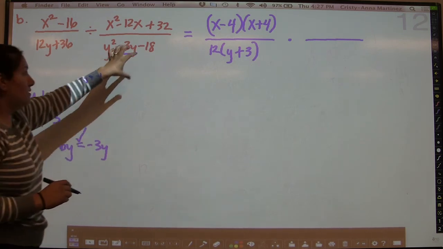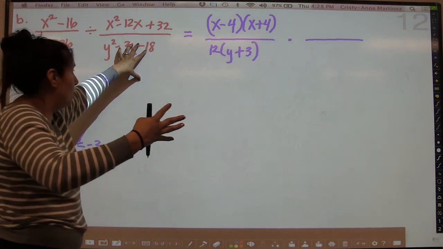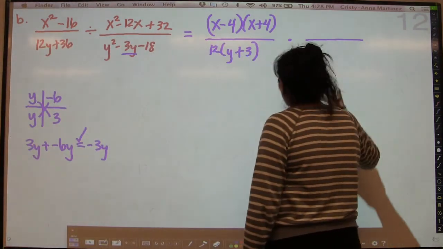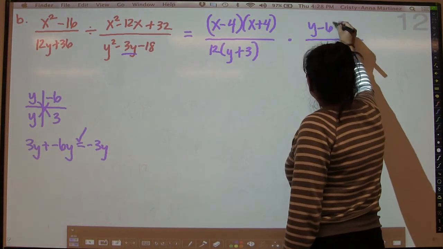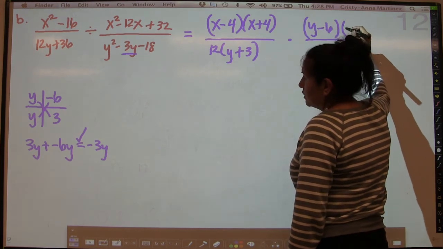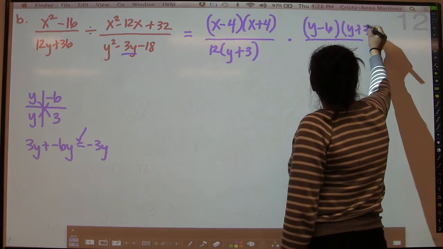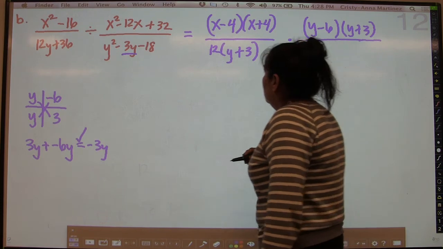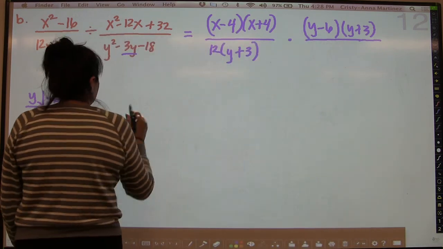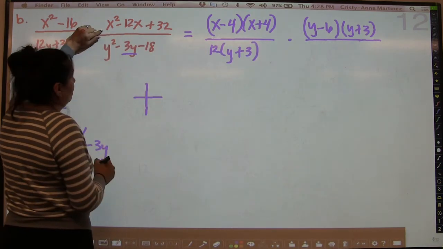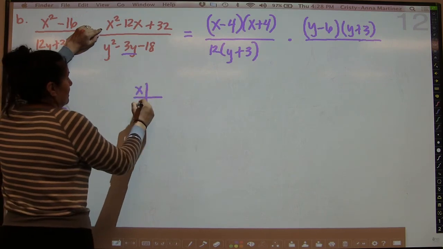But instead of putting them on the bottom, because I'm going to reciprocate, remember, I'm going to put those factors on top. So we're going to have y minus 6 and y plus 3. Then on the bottom, we're going to factor the top portion of the original, which is x and x here.